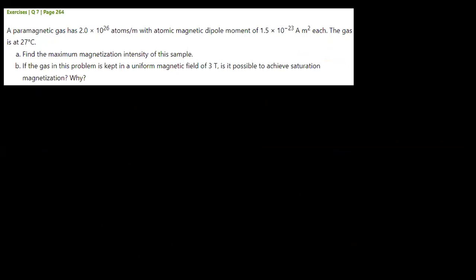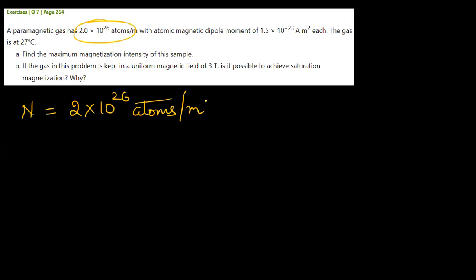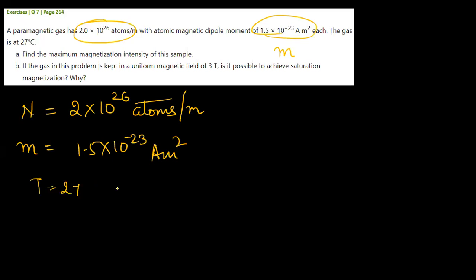Next, a paramagnetic gas has 2 into 10 to the power 26 atoms per meter cube. Let us assume the number of atoms which are given as n. Let this be n. N atoms are given, that is 2 into 10 raised to 26 atoms per meter cube, with atomic magnetic dipole moment, say small m, that is given to us as 1.5 into 10 raised to minus 23 ampere meter square. The gas is at temperature 27 degrees Celsius. Find the maximum magnetization intensity of the sample.